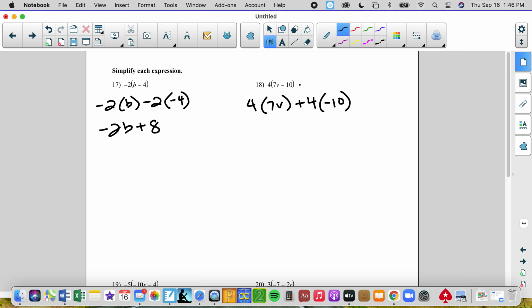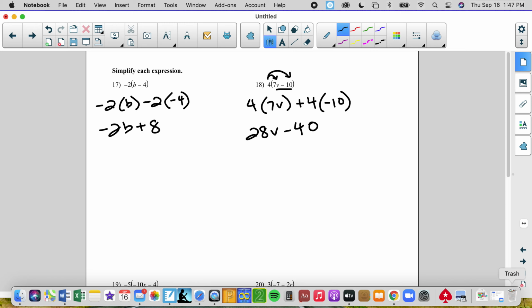I saw students forget to put the sign here. If you don't put the sign there, and it looks like this, you're telling me that you're multiplying all this. That shows multiplication, and that's not the case. We are not multiplying everything. We are multiplying this times this and this times this, but we are adding the 2 terms. We have 2 terms here, 7v and negative 10. So this would produce 28v minus 40.